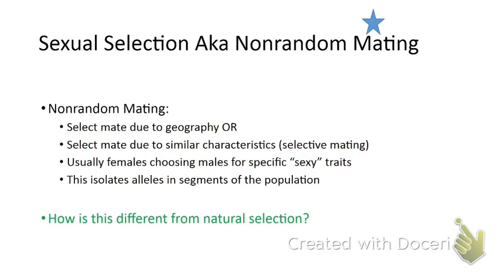Also, you have sexual selection, which is known as non-random mating. The idea here is that in natural selection, nature selects for the most fit. But when it comes to finding a mate, or an organism selecting a mate, they might not do it based off of fitness. They might do it off of something else.